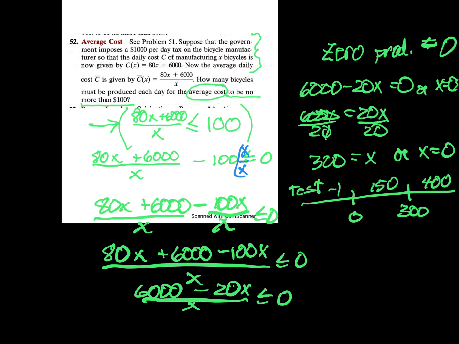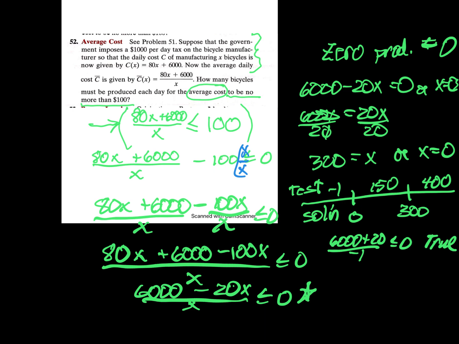All right, picking a value. Then you plug that test value into the final inequality you had and see if it gives you a true or a false statement. So if we plug in -1, we get 6,000 plus 20 over -1. Is that less than or equal to 0? That is true, because that'll be a negative number. That's true. So that means this is a solution, all right, up to 0.